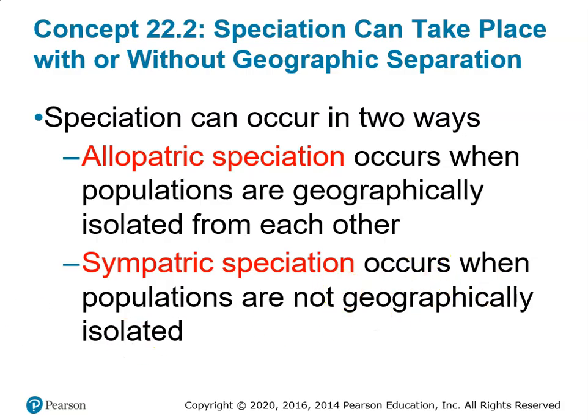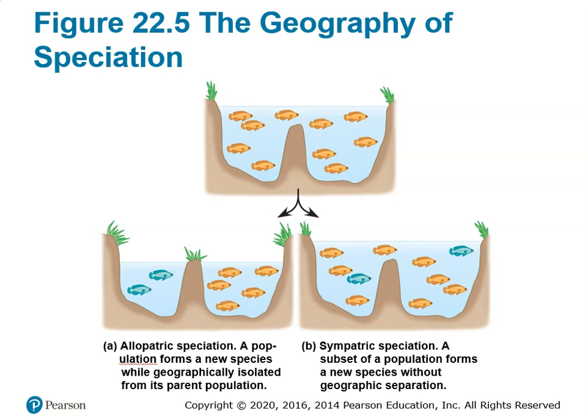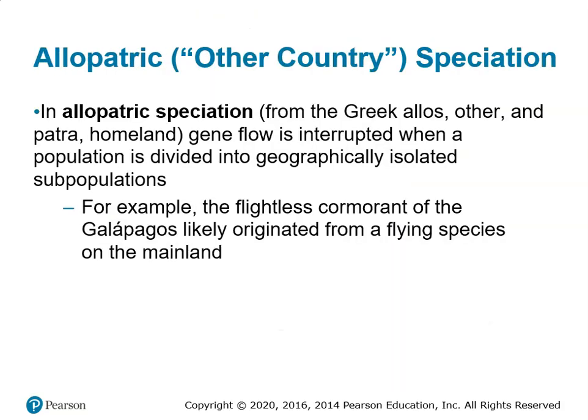For example, right here, you can see allopatric speciation, a population becomes separate. So here's your original population. Everybody can interbreed. Over time, hundreds of thousands of years, possibly millions, gene flow stops. But sympatric occurs while we don't have a barrier, yet we still develop into different species. Allopatric means other homeland. And so gene flow is interrupted.